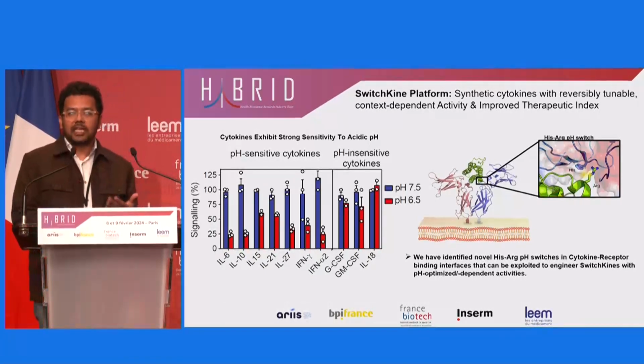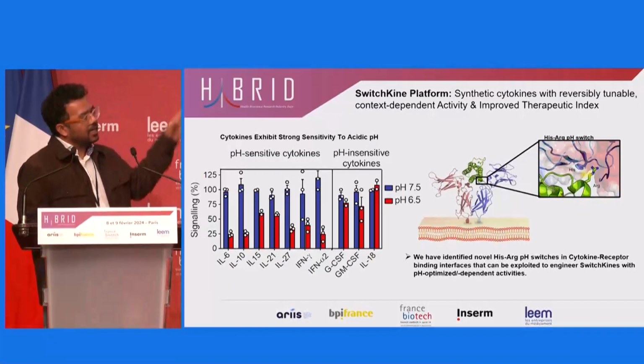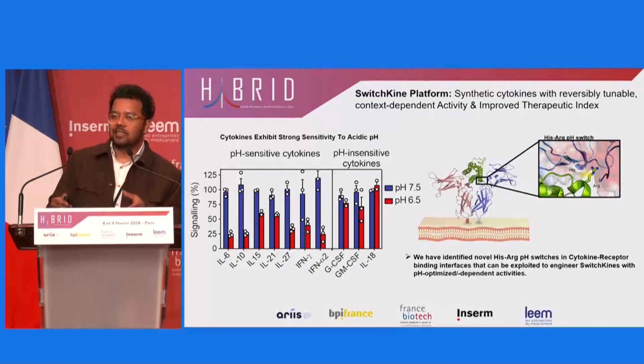So in the lab, we use a yeast display system to engineer proteins. We rationalized that if we can engineer a cytokine, or in this case IL-2, that could be more active in the acidic environment and less active in the systemic organs, we can perhaps switch its activity to where it's needed.